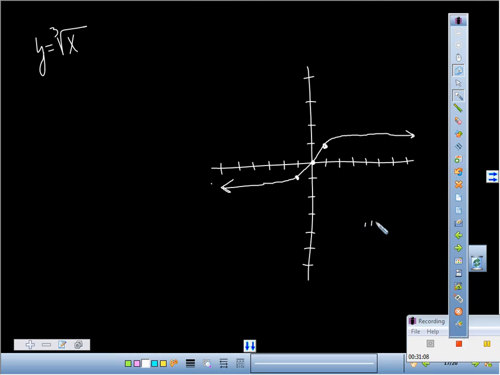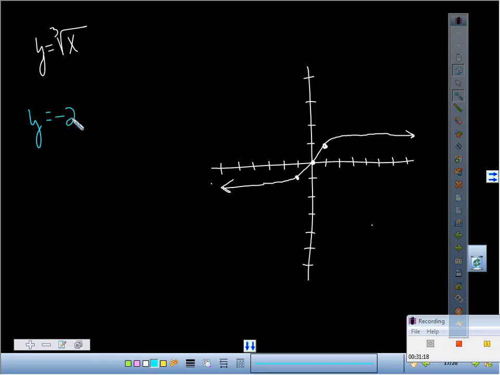All right. So let's do some things to this. I'm just going to do one. I think you'll all be okay, don't you? Y is equal to, let's go negative 2 times the cube root of x. What do you want to do? Plus or minus? Plus x plus 1, and then what do you want to do? Plus or minus? Minus 3. Is that okay?